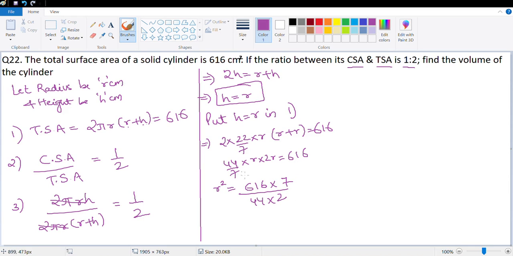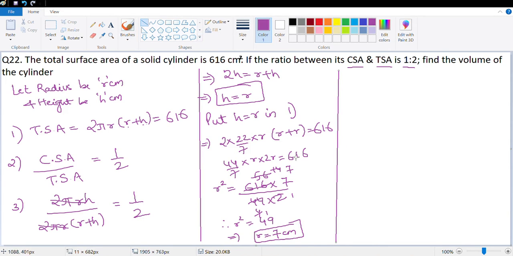Let's just confirm: 616 into 7 over 44 into 2. 616 is divisible by 11, 11 into 56, and 44 is 11 into 4, so 4 into 14, 2 into 1, 2 into 7. Therefore, r square is equal to 49, which means r is equal to 7 centimeter. So since r is also equal to h, therefore r is equal to h is equal to 7 centimeter.